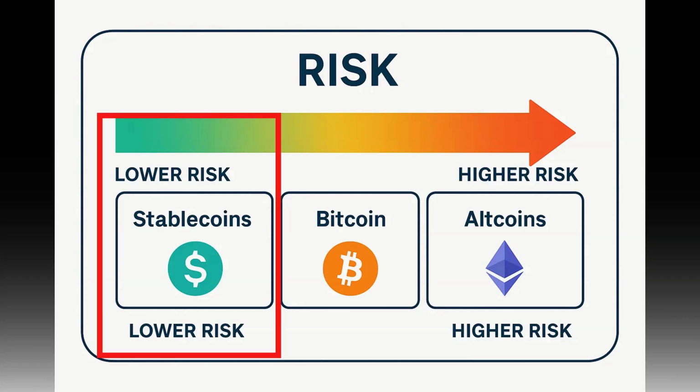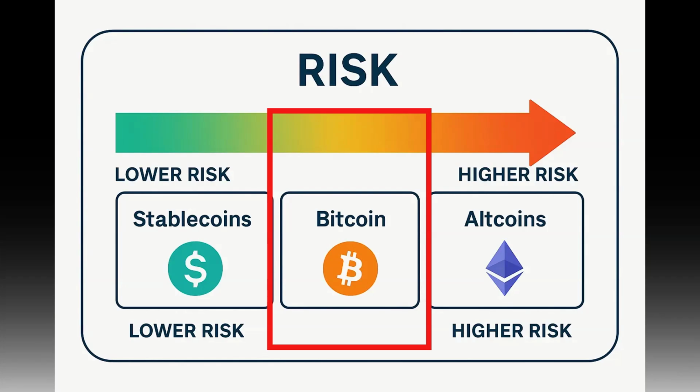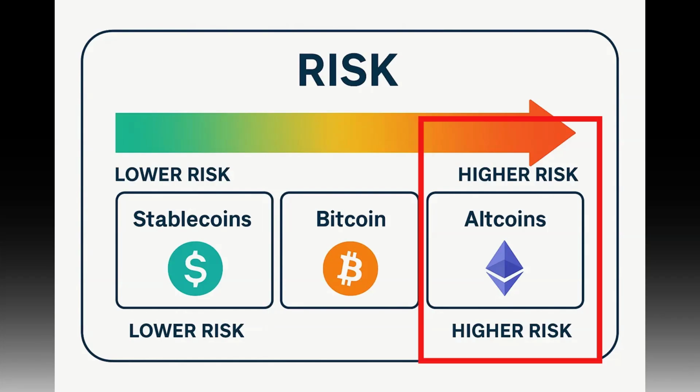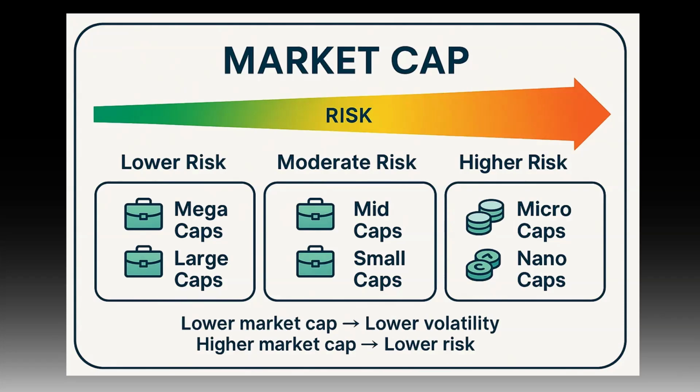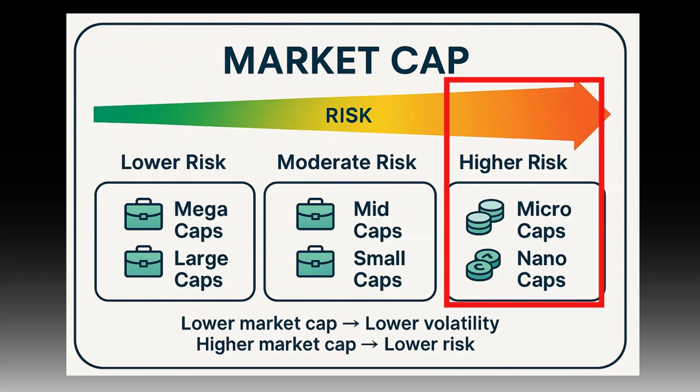When it comes to crypto, stable coins are at the low end of the curve because they're pretty much like cash. Bitcoin is somewhere in the middle, where alternative coins are always on the high end of the spectrum. We can also think about market cap. Nano caps and micro caps are almost always on the very high end of the spectrum, very risky. Small caps and mid caps are in the middle, and large caps and mega caps are usually on the lower end of the spectrum. The lower the market cap, the more risk for price volatility, and vice versa.